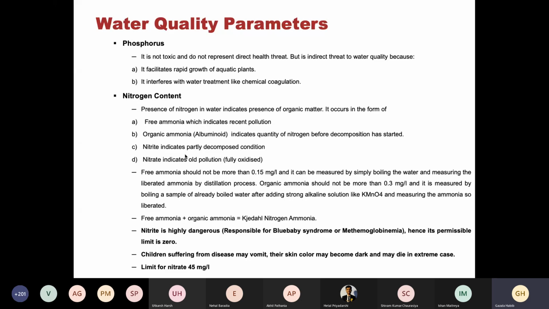Good point. Is there anything else which you think is missing, or where the connectivity of these points is not clear? The points written on this slide. Okay, I will include about the phosphorus as well as some more information about blue baby disease.